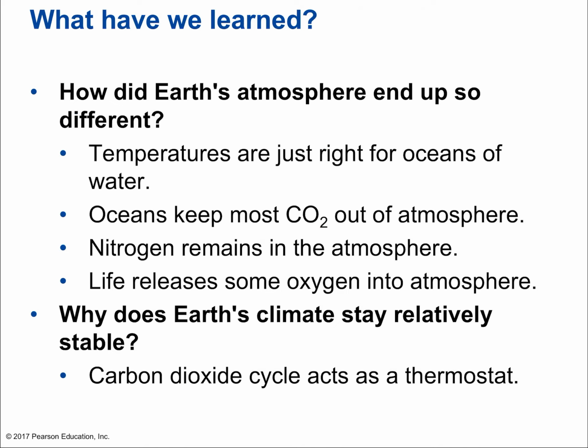All right, so what have we learned? How did the Earth's atmosphere end up so different? The temperatures are just right for ocean water. So really, I think that's important to reiterate that. I don't think I made that as clear as I could have a couple slides back. What was a key part of that process? Where does Earth have its unique oceans?